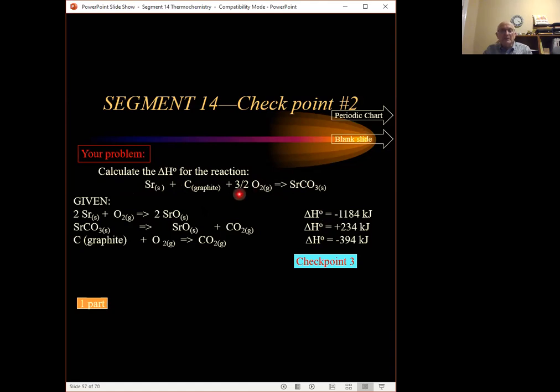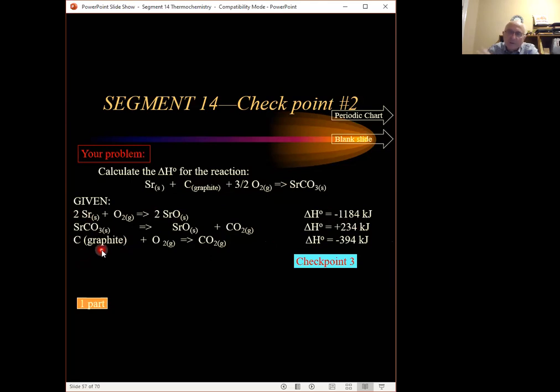But that doesn't keep us from being able to calculate its value using these three equations that are known, and these are the heats that absorb from them. So just to get you started, I'm going to look at this thing right here. It's got strontium carbonate with a coefficient of 1 on the product side. I want to find strontium carbonate in these three reactions. One of them has strontium carbonate in it, and I want it on the product side to produce my first working equation.